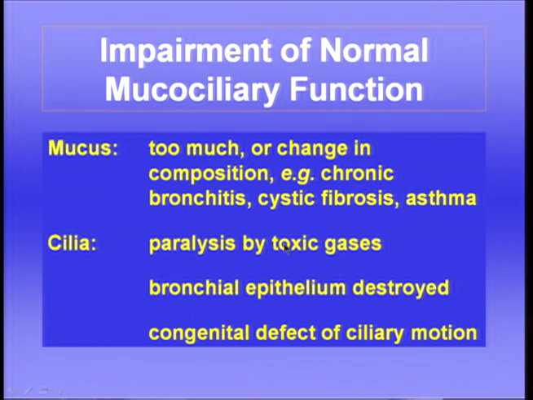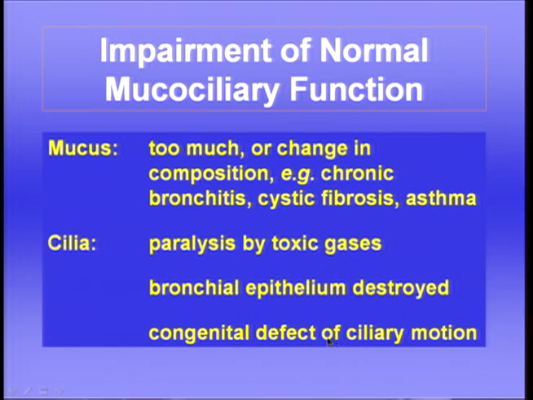Also, you can have a situation where the bronchial epithelium is destroyed. That happens with the common cold sometimes. When people have a serious cold, they say, oh, it's gone to my lung. Sometimes they have some acute bronchitis, and the bronchial epithelium may be destroyed for a period. It will always come back, but the patient has a hard time getting rid of the secretions. And I've already mentioned the congenital defect of ciliary motion, ciliary dyskinesia. It's not a common condition, but the cilia just don't work because the structure of the cilia is abnormal. Okay, so that's the mucociliary escalator.